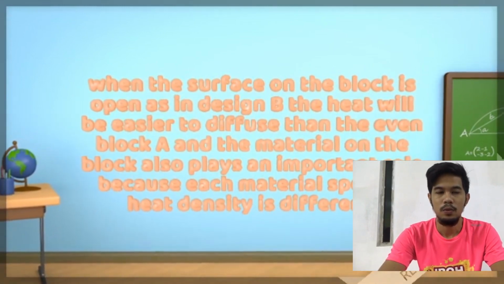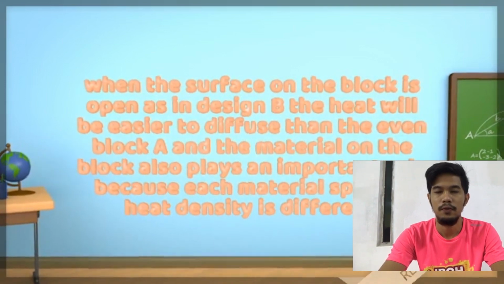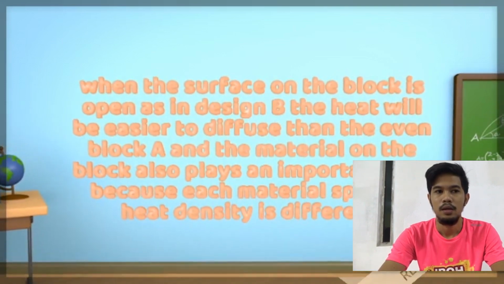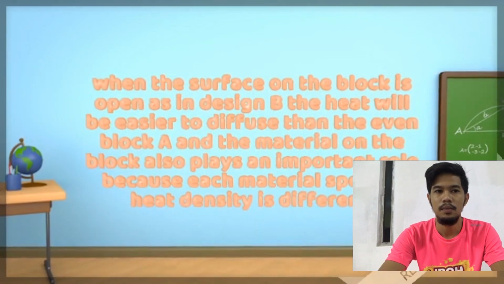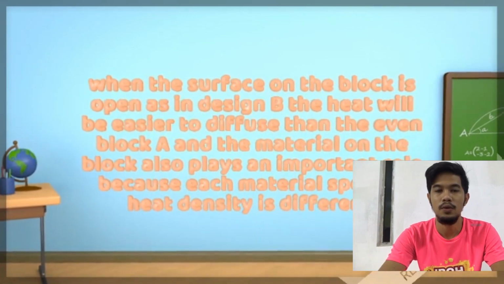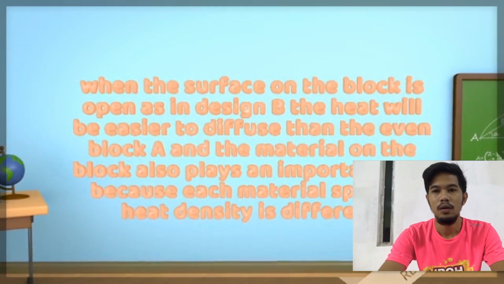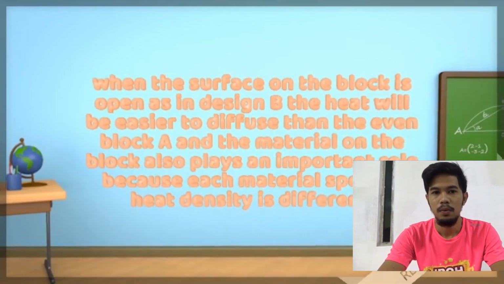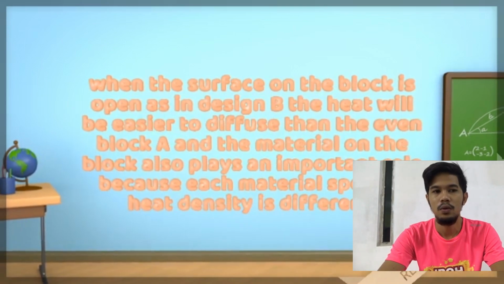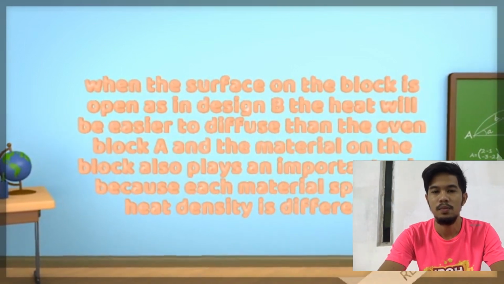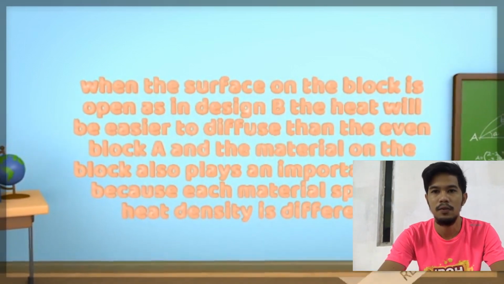In conclusion, we conclude when the surface on the block is open as the design B, the heat will be easier to diffuse than the even block A, and the material on the block also play an important role because each material specific heat density is different.